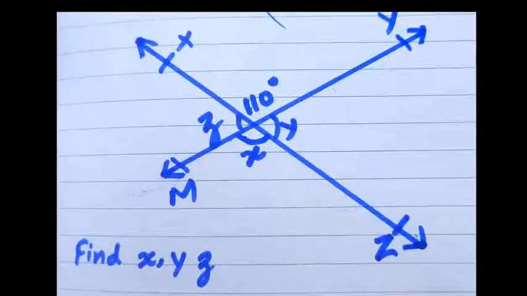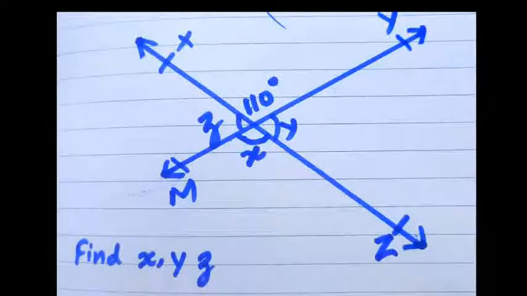And X and Y are angles in a linear pair. Angles in a linear pair add up to 180 degrees. Therefore, X and Y must total up to 180. Now, since we have already seen X to be 110 degrees, our Y will be 180 minus 110. That means Y equals 180 minus 110, that is 70 degrees.